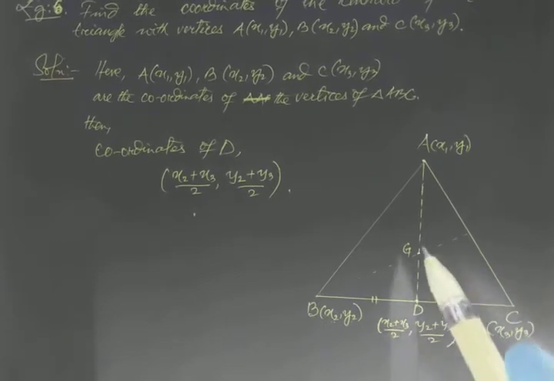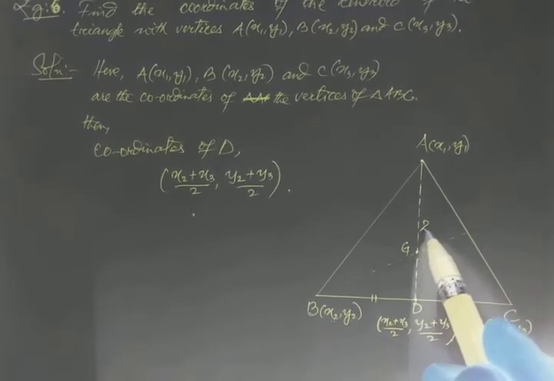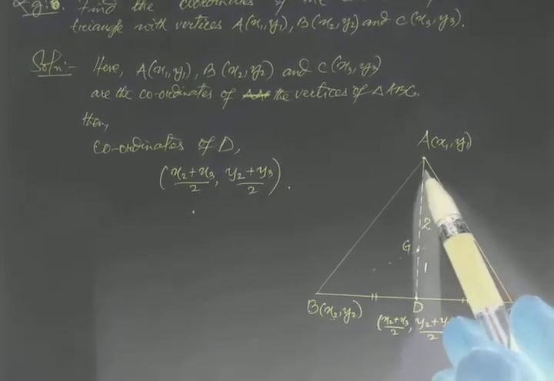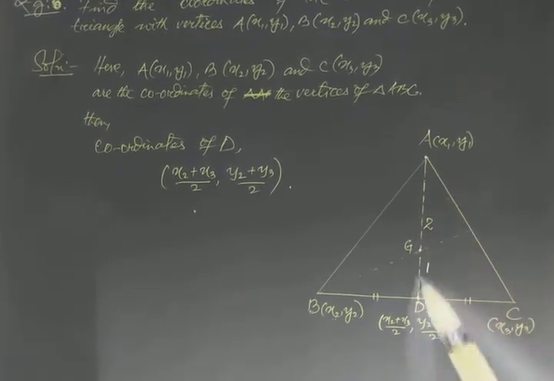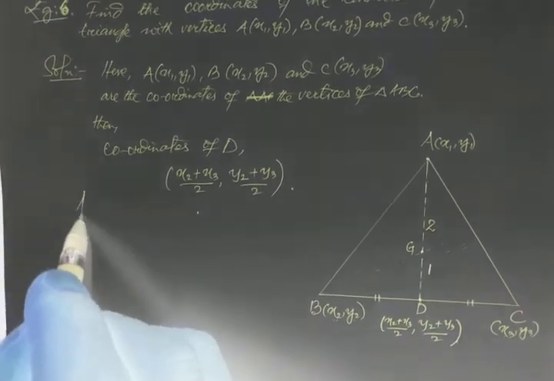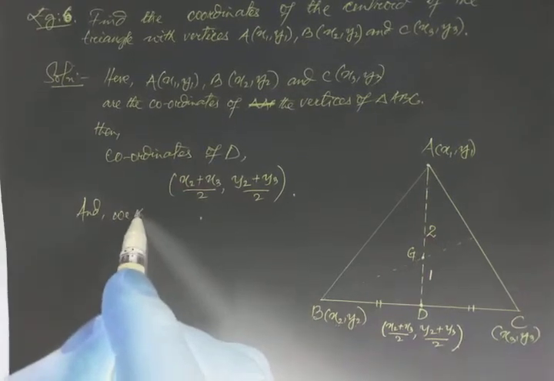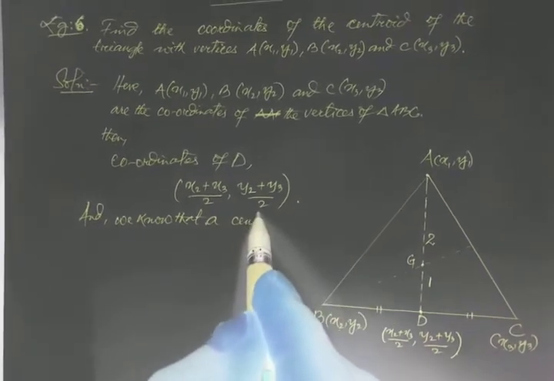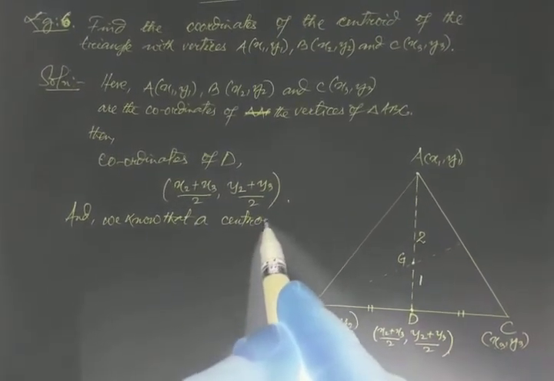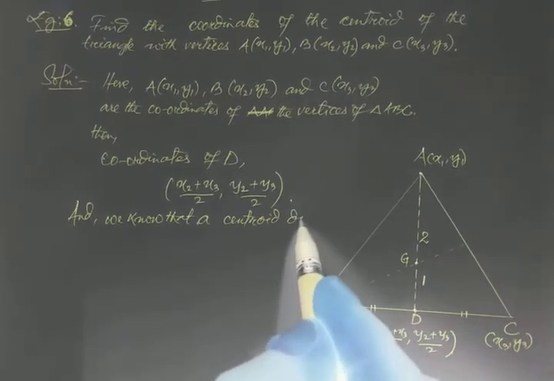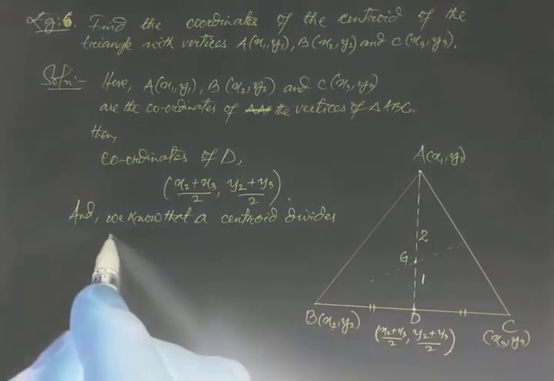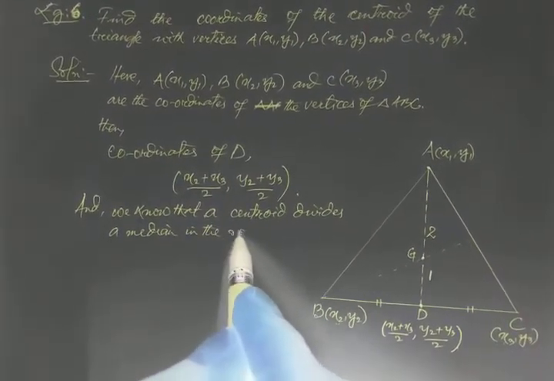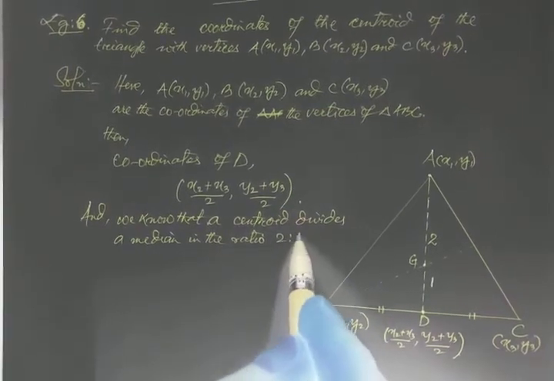Now, as we know, the centroid divides a median in the ratio 2:1. Let's find the coordinates of G, the centroid, using this line AD, and let us use the section formula. And now we know that a centroid divides a median in the ratio 2:1.